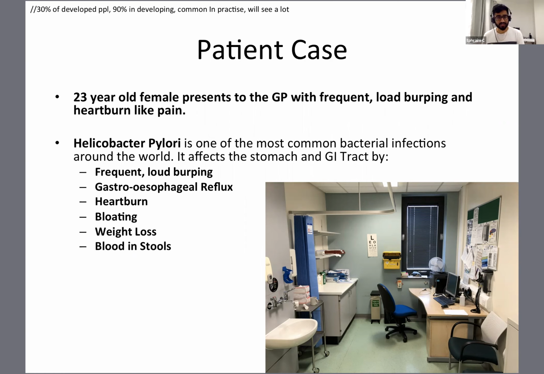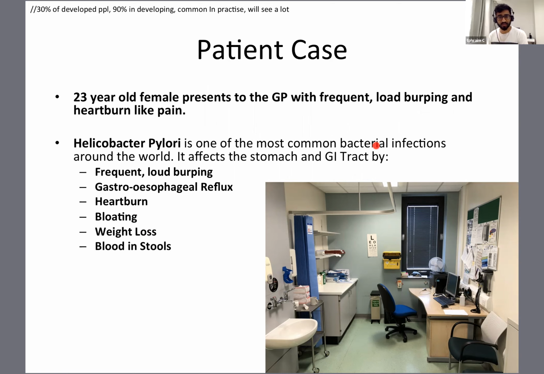What Helicobacter pylori does is it affects the stomach and the GI tract, the GI meaning gastrointestinal or digestive system. Common symptoms, you've got frequent loud burping or belching. You've got a symptom called gastroesophageal reflux disease, which is basically acid in your stomach coming up your esophagus, and then you can start feeling it in your throat, so a heartburn kind of pain. You also have very severe bloating in your stomach and your intestines. You start to lose weight because these bacteria are going to start eating off your food. And also you could start to present with blood in your stools. So these are all really common symptoms of a bacterial infection called H.